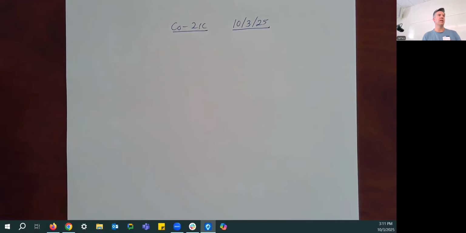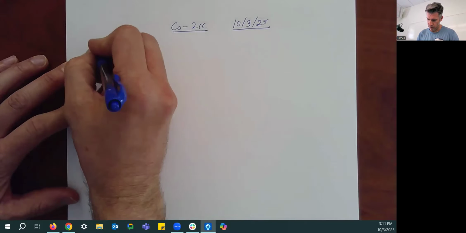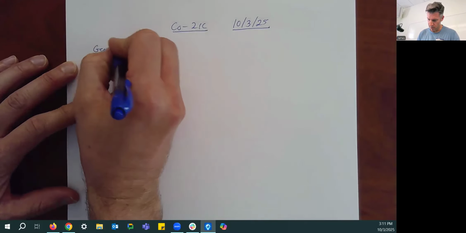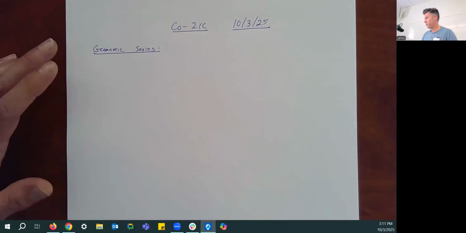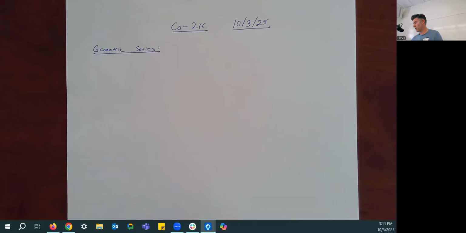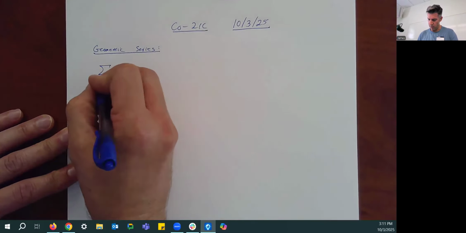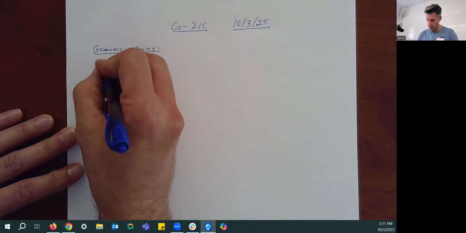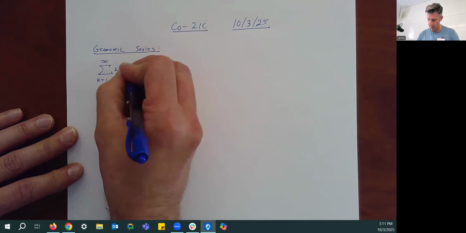So there's lots of kinds of series. We'll start off, well, we'll continue, remind ourselves about geometric series first. So geometric series, let's look at an example. Let's say we have the sum from n equals 1 to infinity of 2 times 1/3 to the nth power.